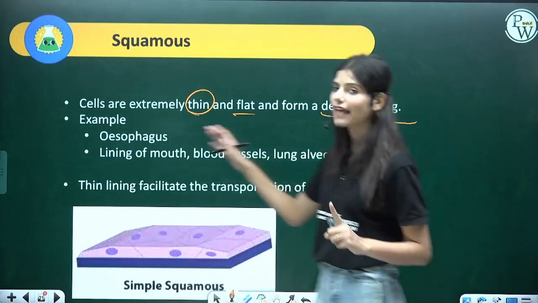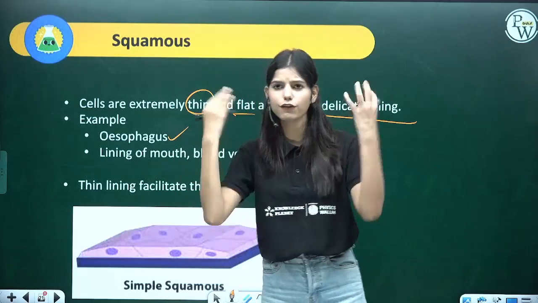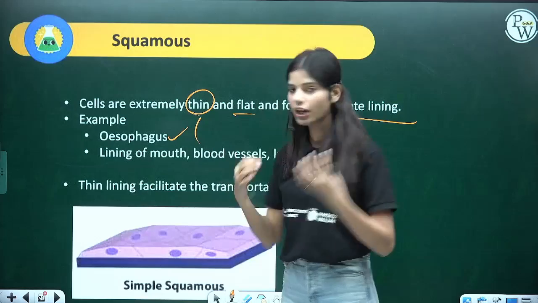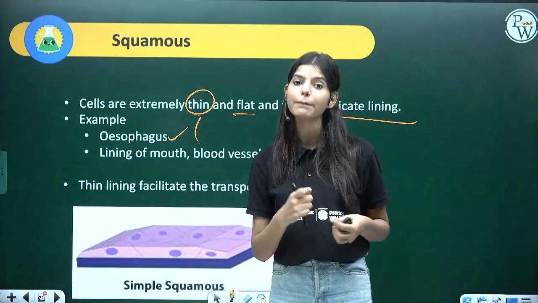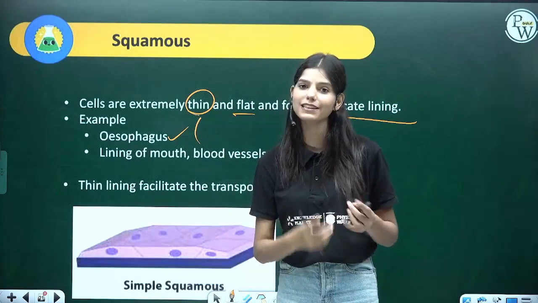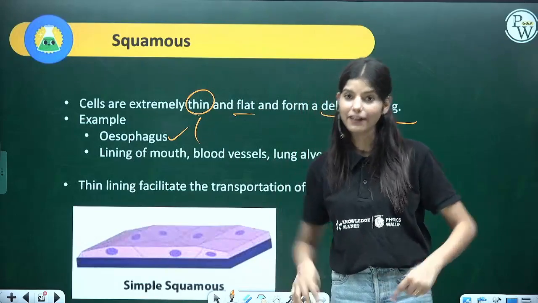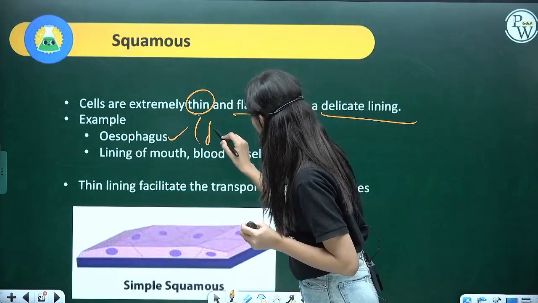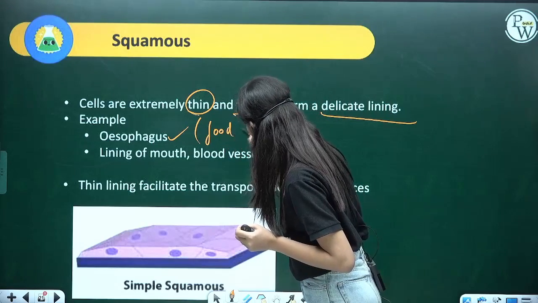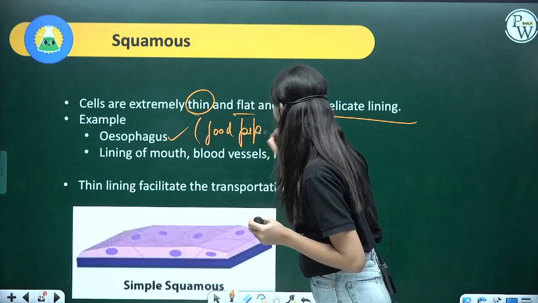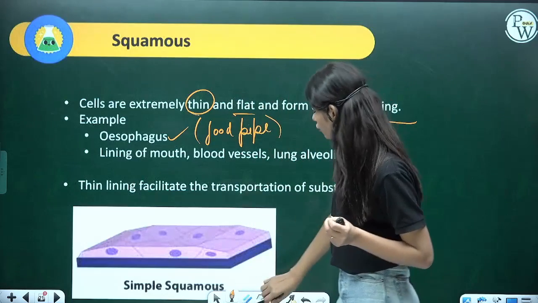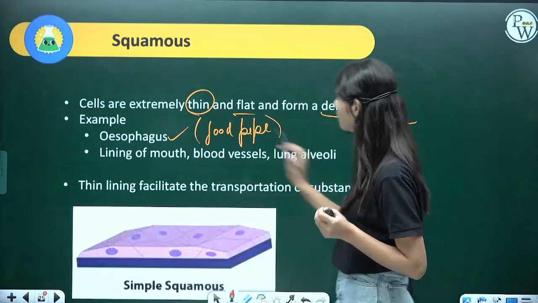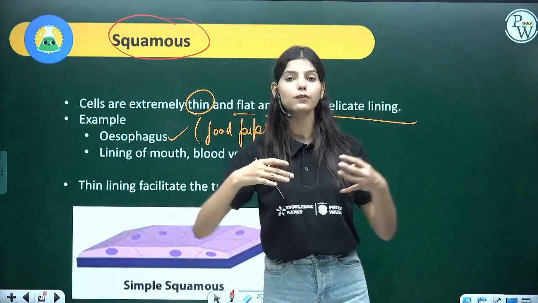Also guys, examples include your esophagus, that is the food pipe. The food pipe that we have in our thoracic region, in our throat region, is transporting the food material from the mouth to the stomach, right? So transportation of material is taking place. So the esophagus is nothing but the food pipe, and this food pipe has a very delicate covering called squamous epithelium. So yes, we have squamous epithelium which is helping us to transport the material.